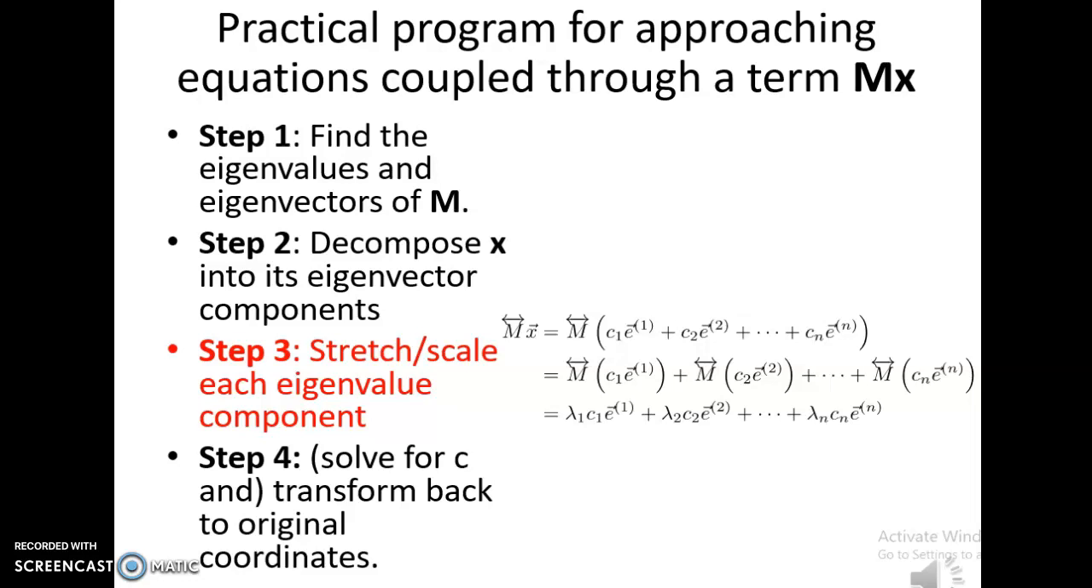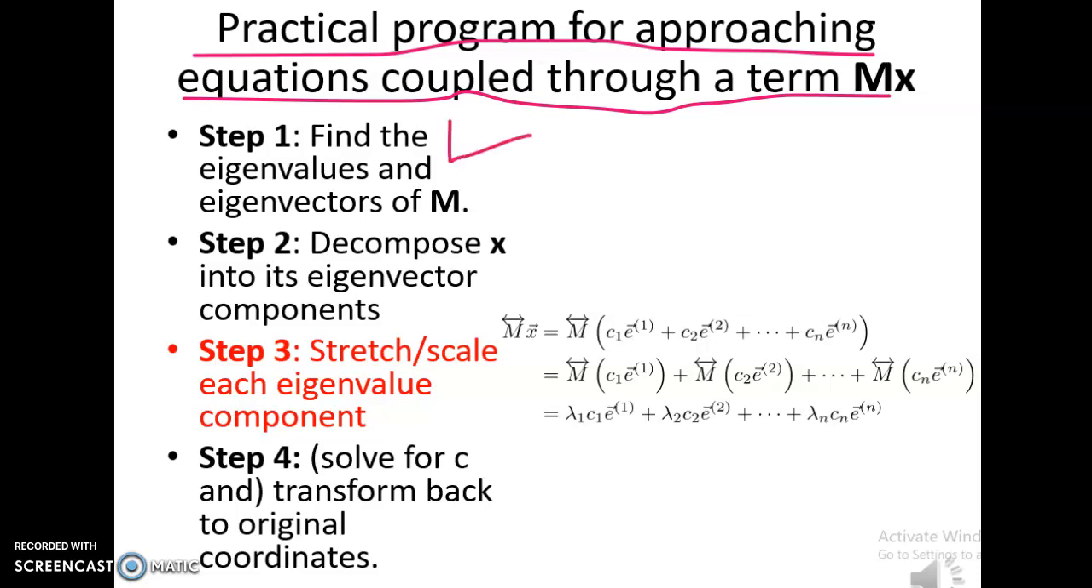Practical program for approaching equations coupled through a term Mx. Find the eigenvalues and eigenvectors of M. Decompose x into its eigenvector components. Scale each eigenvalue component. Step 4, solve for C and transform back to original coordinates.